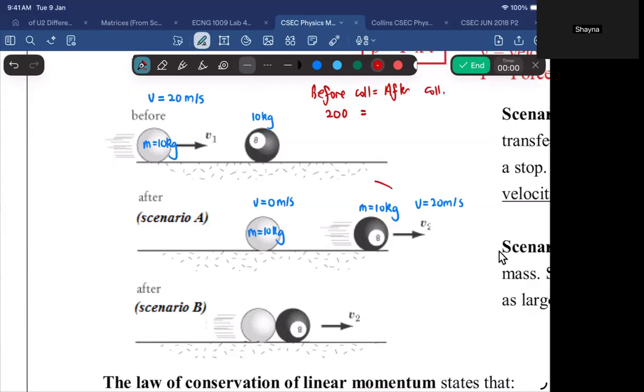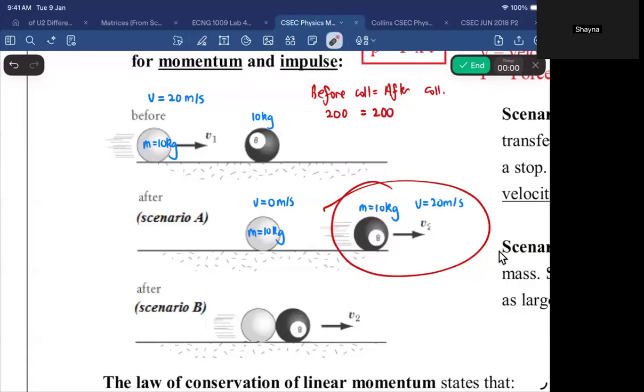So the mass is 10 and the velocity is 20. So 10 by 20 is 200, right? So the momentum before is 200. And what's the momentum after the collision? 200. Does that make sense? Yes. So for this to happen, both of the balls need to have the same mass. This ball started off with a velocity of 20. It transferred that velocity to the black ball, and now it has the same momentum as the white ball. Great.